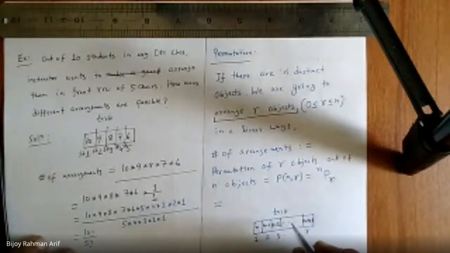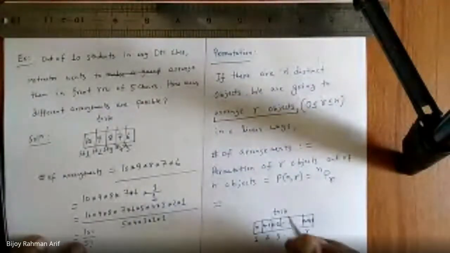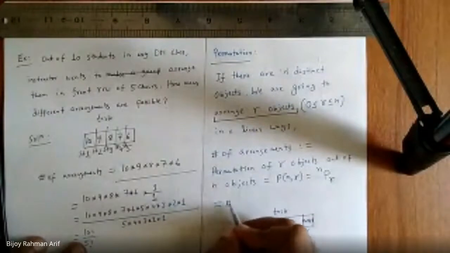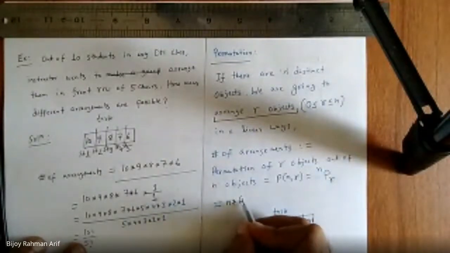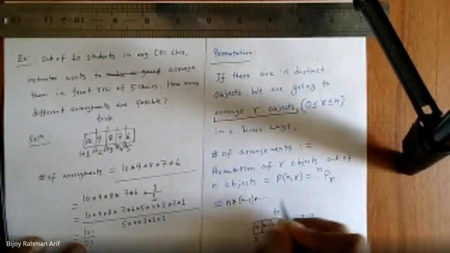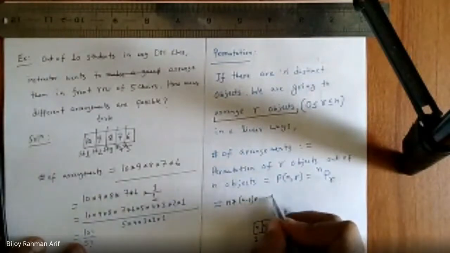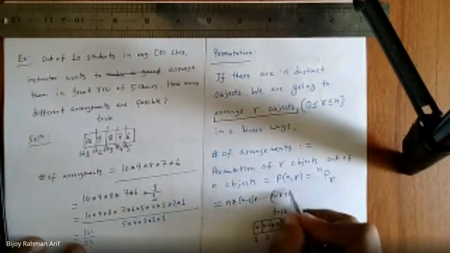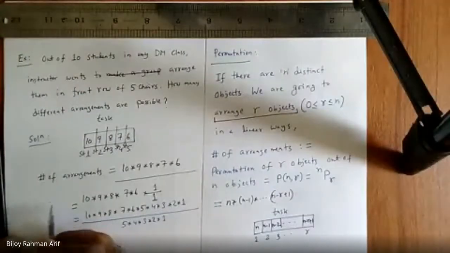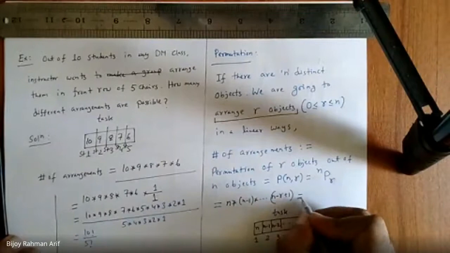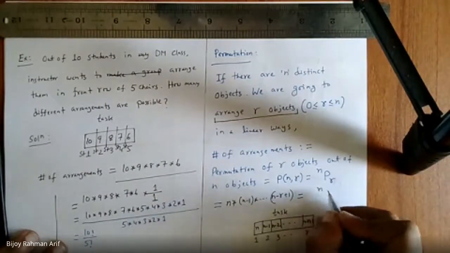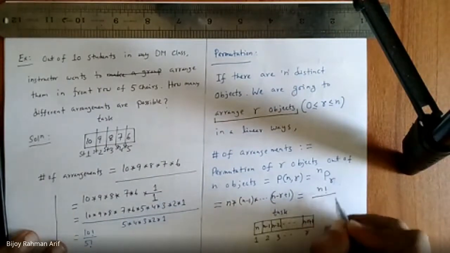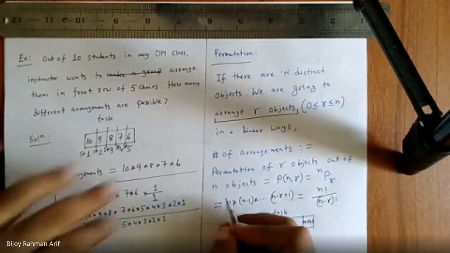Do you agree with me or not? So a big task is divided into subtasks. So what would happen? We have to multiply. Rule of product. Okay? So this is the answer. Now, if you apply the same process we applied before, what do we get? It is nothing but n factorial divided by (n minus r) factorial. So this is the answer.